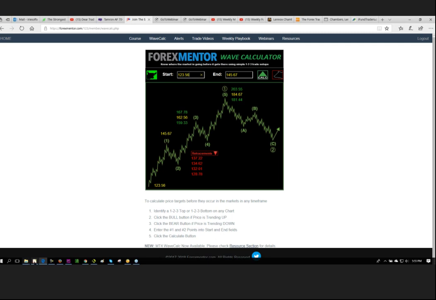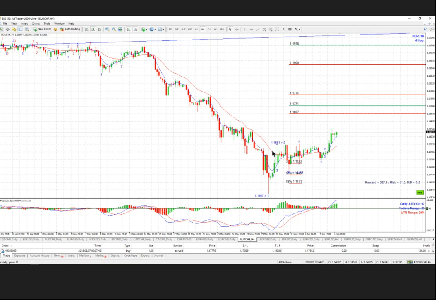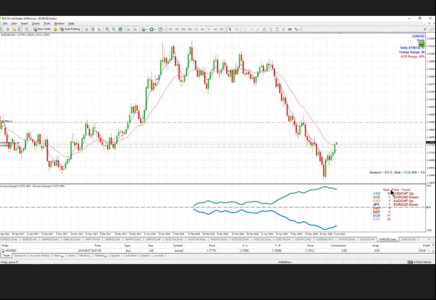If I can interrupt, Cameron has given us a testimonial. He says the CSI, which is the currency strength indicator, is the best with the system 123. Thank you, Cameron.